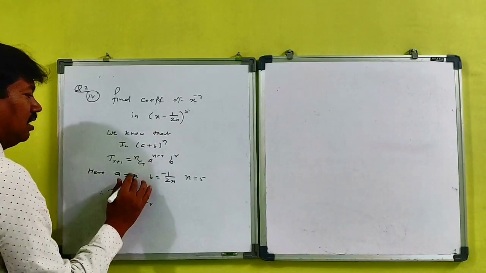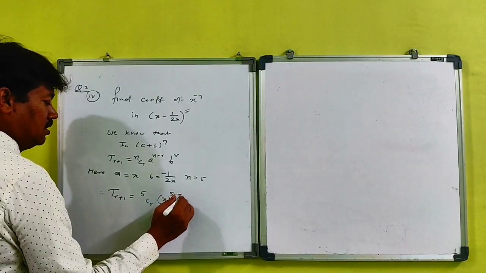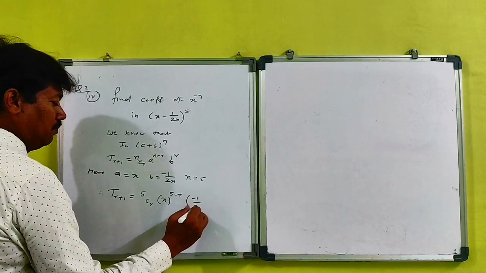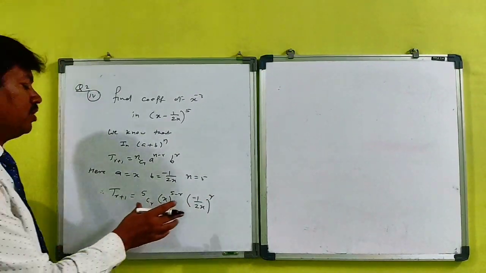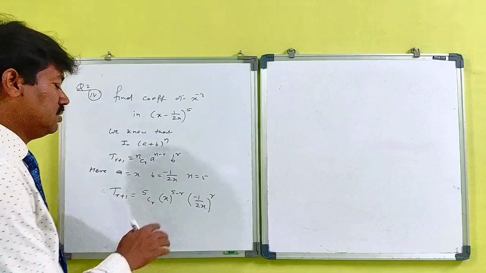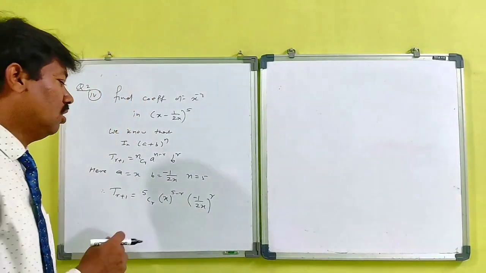So it is 5CR x raised to 5 minus r, times minus 1 upon 2x raised to r, like this. Then collect all constant terms, the terms in which x does not remain, that will be the constant term. So I have to collect all those terms.